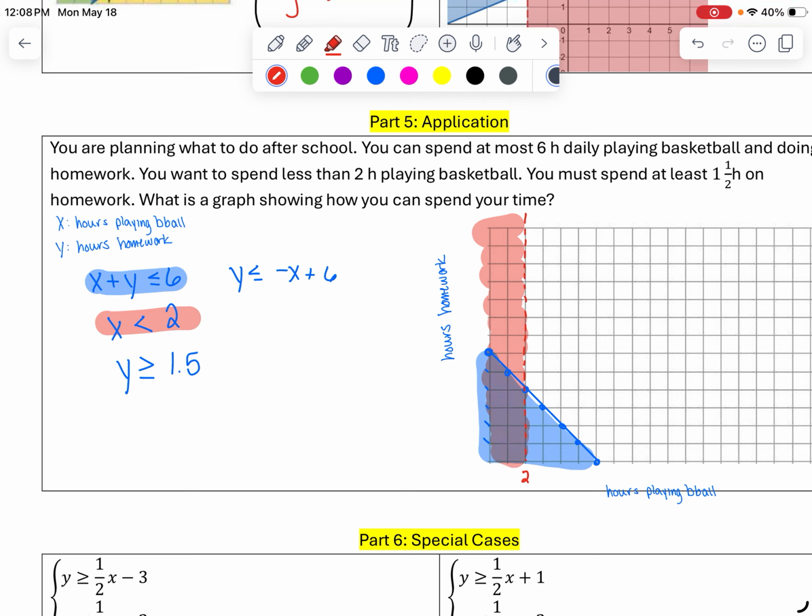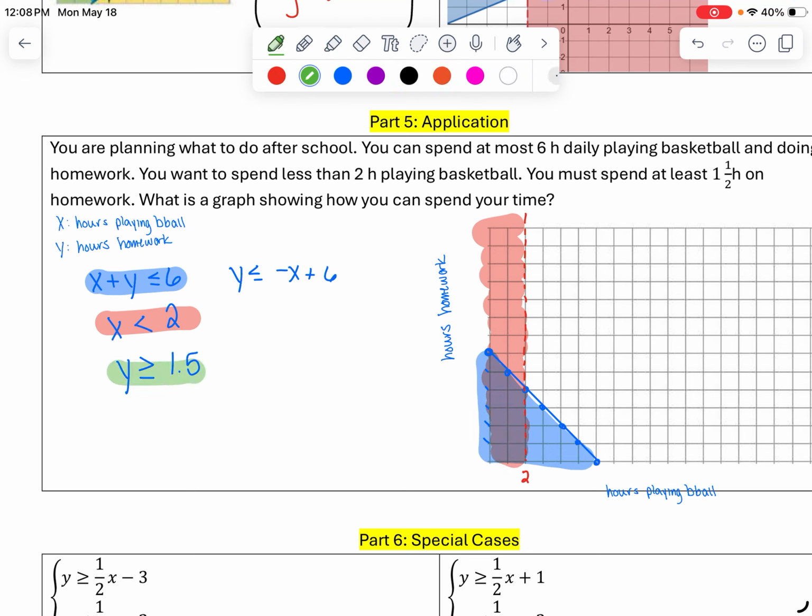I'm trying not to get into the negatives when I shade. And then the green one. Okay, 1.5 is like here. And it says, okay, great. So I'm going to shade that right here. I'm going to go straight across. It was solid because it was equal to. And I do believe it said more than 1.5, so I'm going to shade everything above my green line.